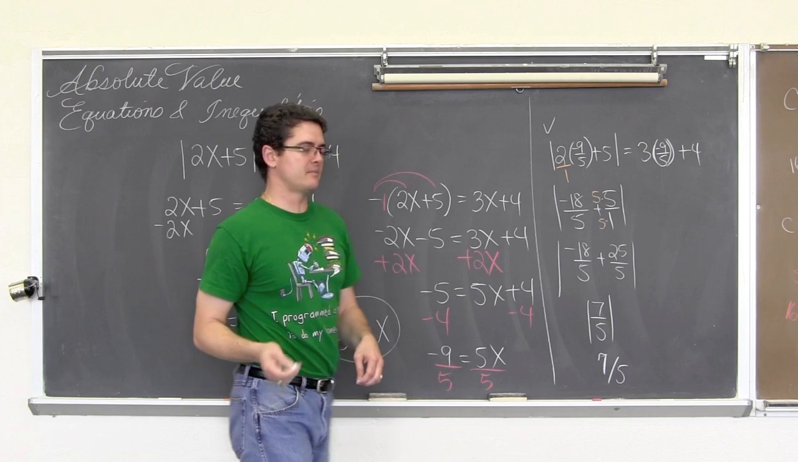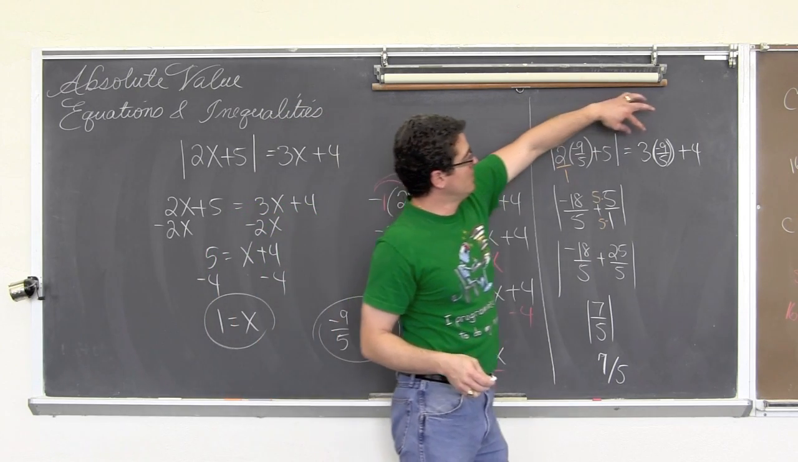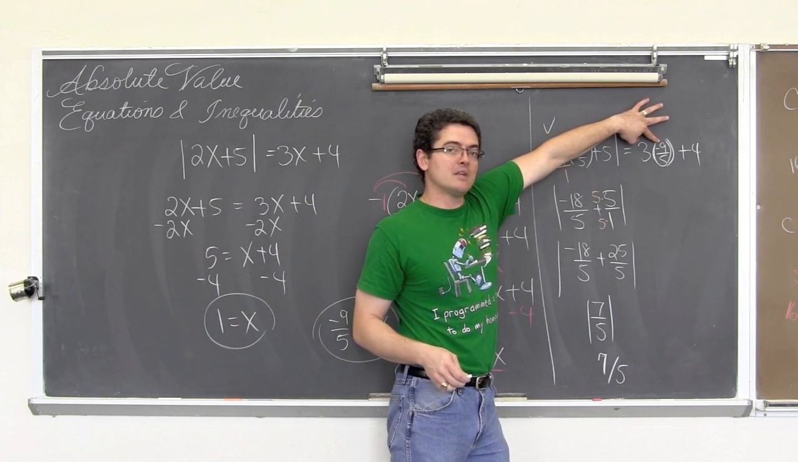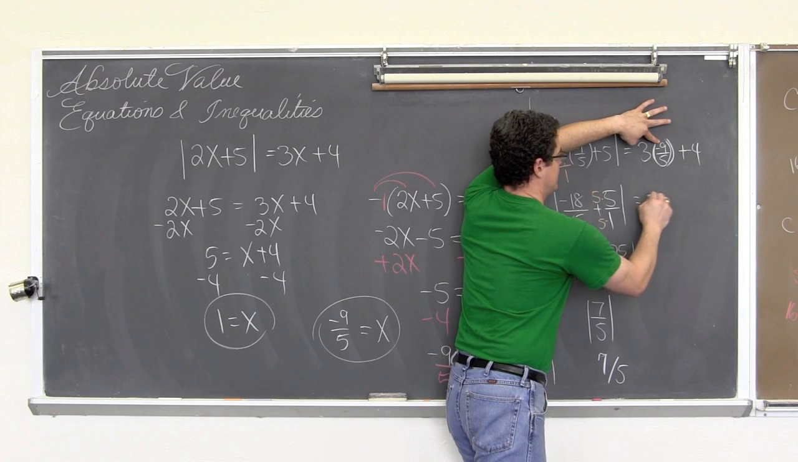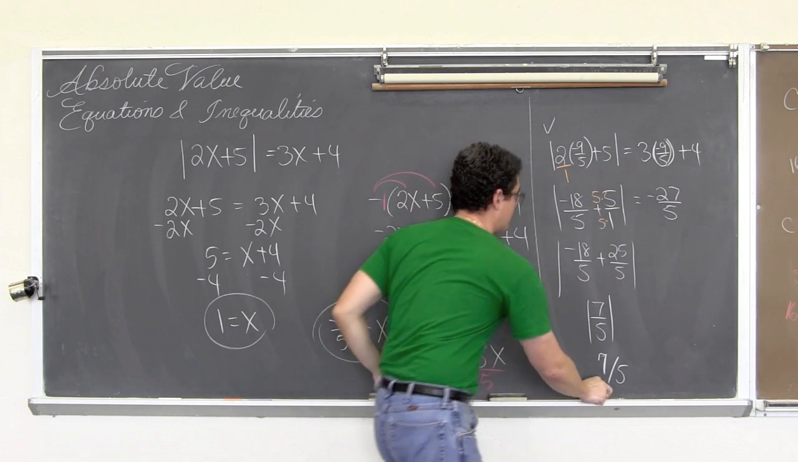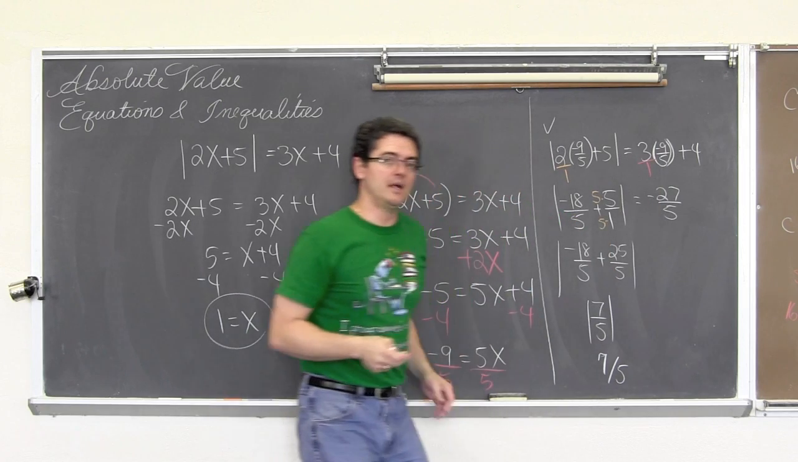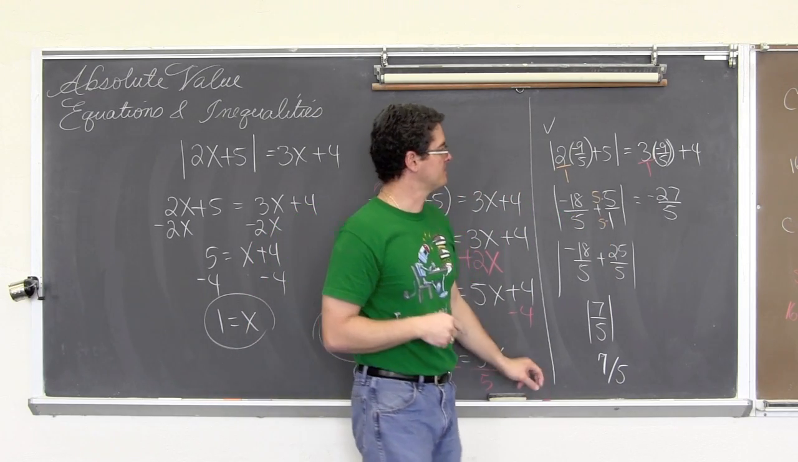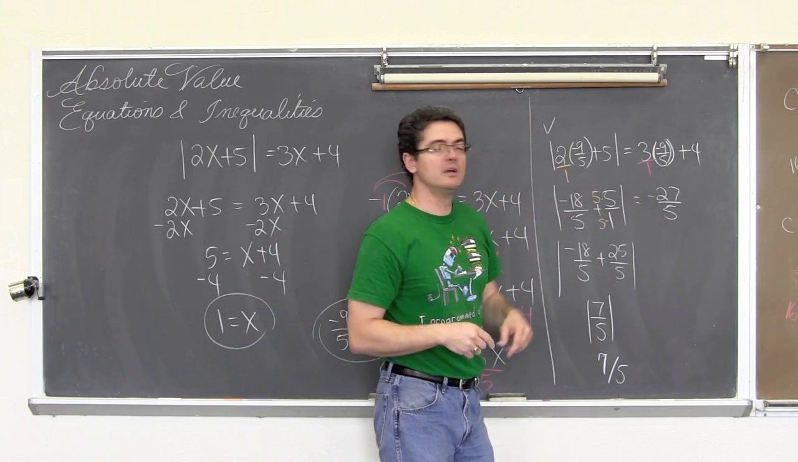Okay, let's try the other side. Make sure it actually is the same thing. We have 3 times -9, which is equal to -27/5, because that 3 is over 1, right? Just multiply the tops. And then 1 times 5 is 5.